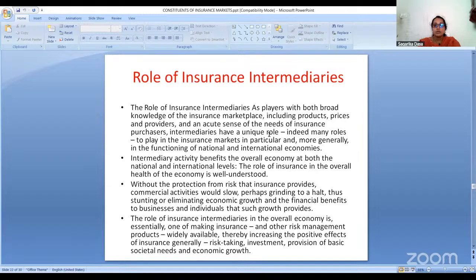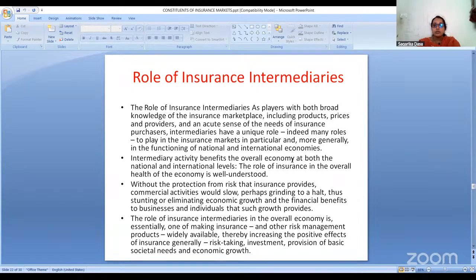Intermediaries have a unique role. Because we need intermediaries, as they have complete knowledge of insurance products, insurance policies, prices, who will provide these insurance policies, how to take them, everything will be known by the insurance intermediaries. Hence, as a policy holder, we have to be in contact with the insurance intermediaries. Hence, these intermediaries will play a major role in the insurance industry.